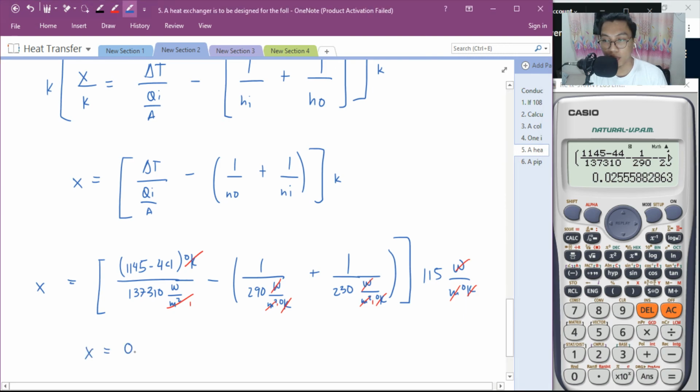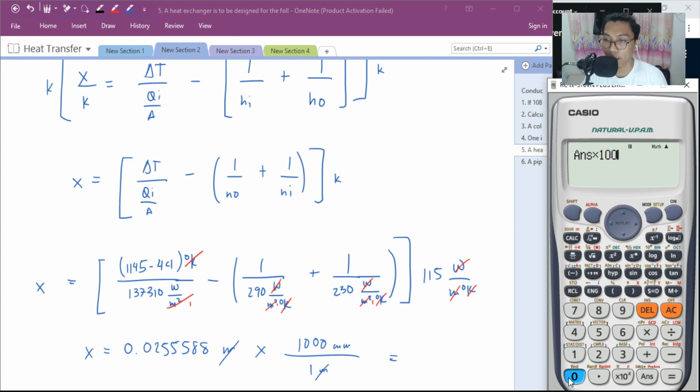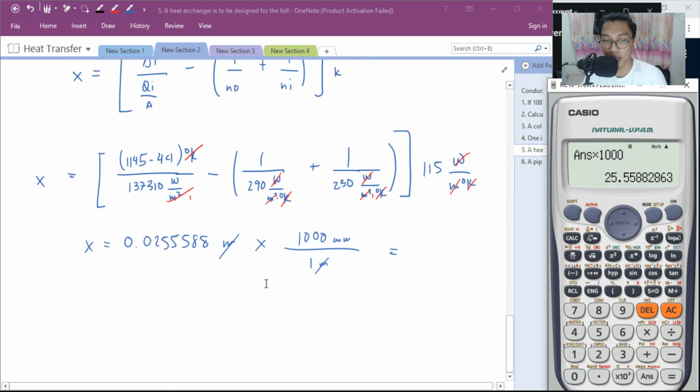X will become 0.02555, tatlong 5, 88 meters. Multiply mo na lang ng 1,000 to get millimeters. 1,000 millimeter in 1 meter. So, cancel yung meter. Ang lalabas is millimeter times 1,000. So, the thickness of the plate should be 25.56 millimeter.